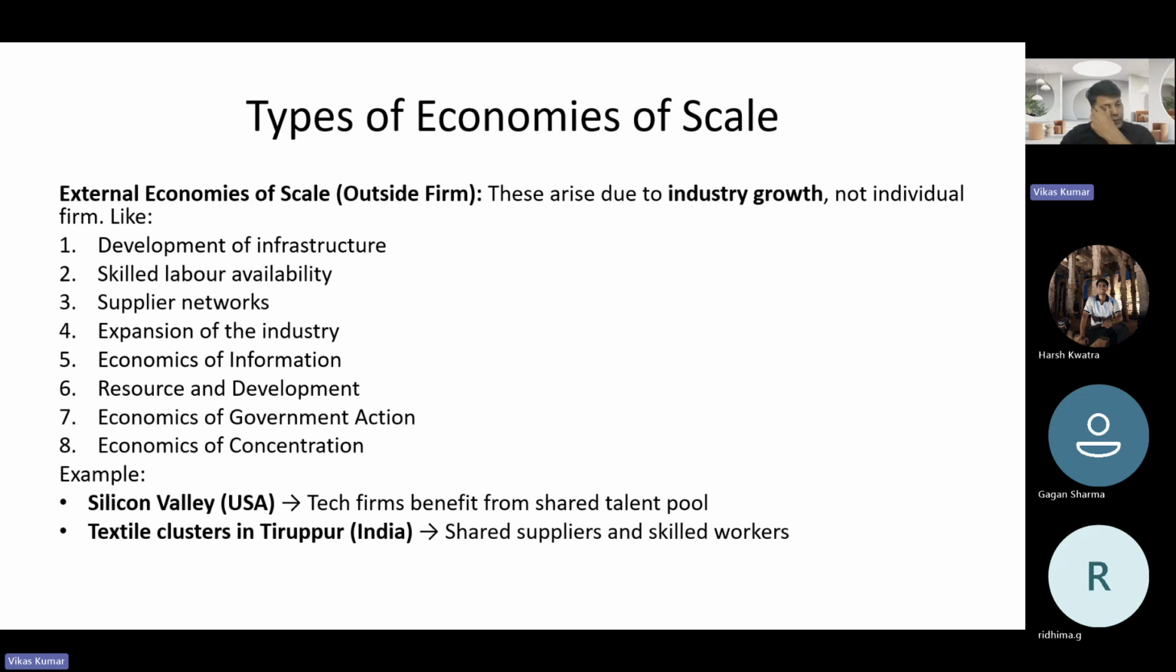So okay, supply network, again external economy is part. Expansion of industry growing. There are multiple firms which are emerging, they are growing fast, and there are many firms which are entering into the industry. So expansion will definitely lead to a better economy in a later period of time.